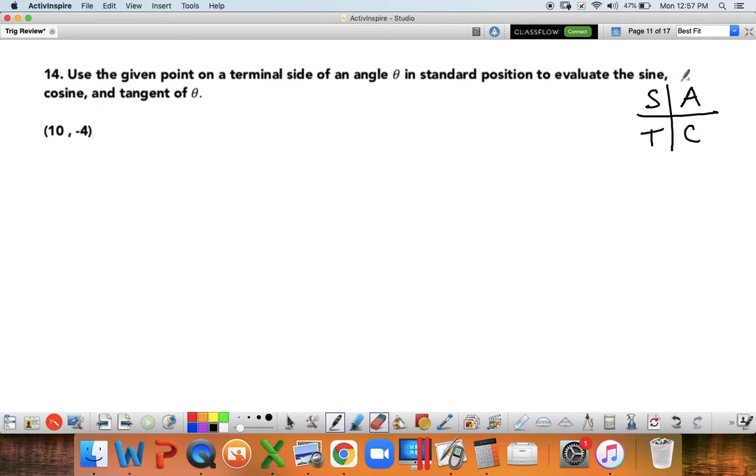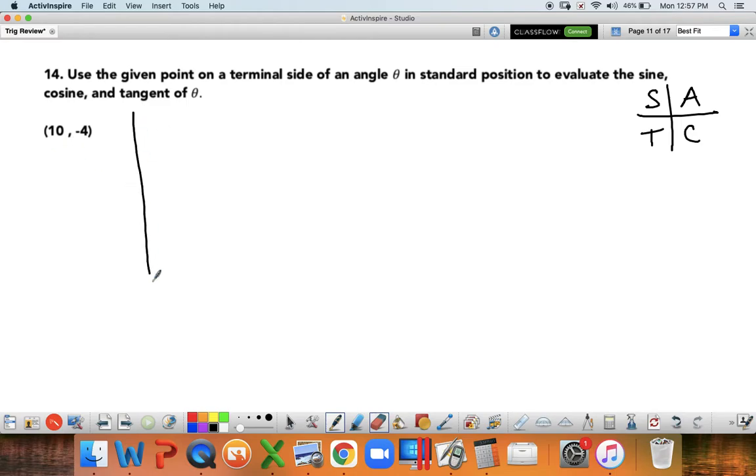This tells me that in quadrant 1, all of cosine, sine, and tangent are positive. In quadrant 2, only sine is positive. In quadrant 3, only tangent is positive. And in quadrant 4, cosine is the one that's positive. So what I'm trying to do is figure out all the different trig identities based on this coordinate point here.